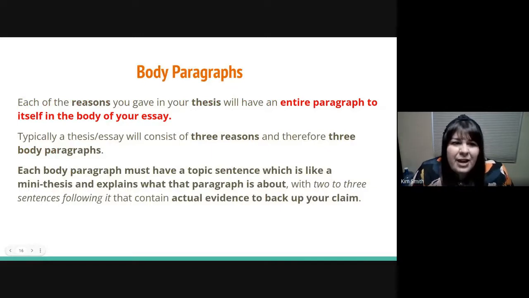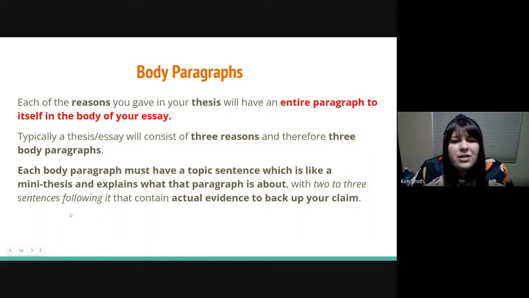On to body paragraphs. So each of the reasons you gave in your thesis will have an entire paragraph to itself in the body of your essay. So again, if I were to write an essay about dogs and I picked Chihuahuas, Black Labs, and Pit Bulls, I would have a paragraph on Chihuahuas, a paragraph on Black Labs, and a paragraph on Pit Bulls. So whatever you use in your thesis, that's what you're using in your body paragraphs.